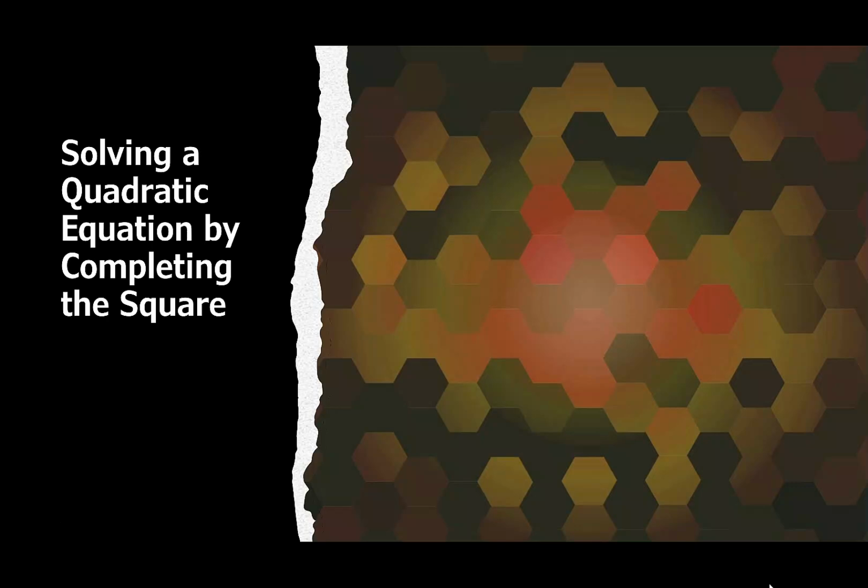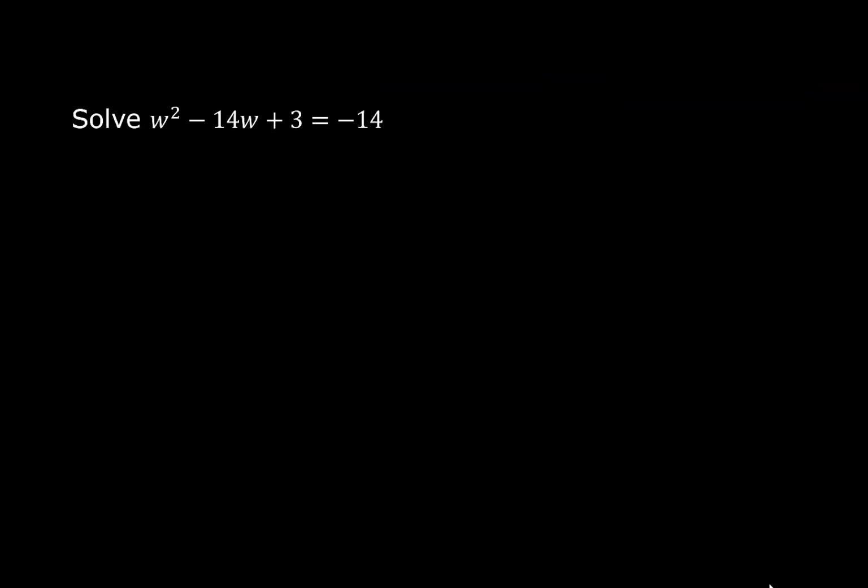Hi everybody, today I'm going to do an example of solving a quadratic equation by completing the square. So we're given an equation, w squared minus 14w plus 3 is negative 14. The first thing I want to do is move that 3 over to the right side. That'll give me w squared minus 14w equals negative 17.